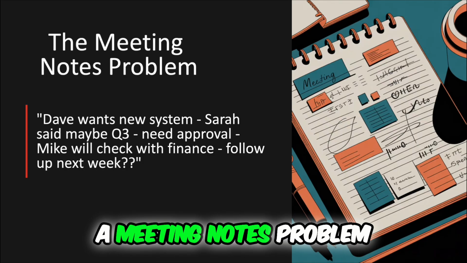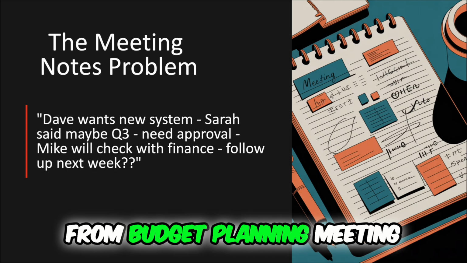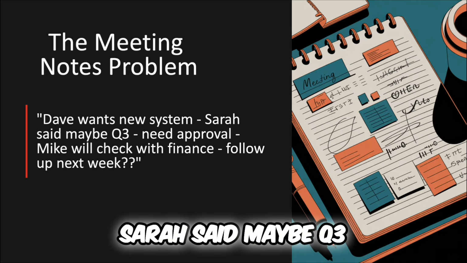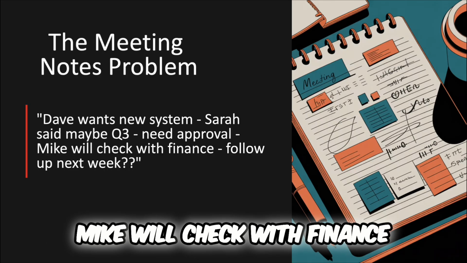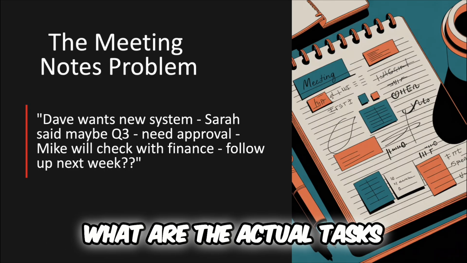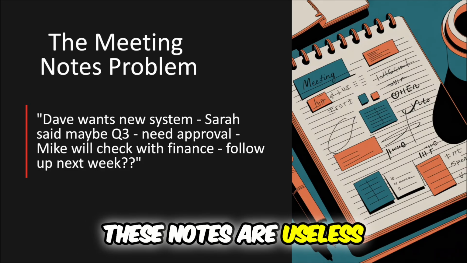Now we have a meeting notes problem. Let's fix them. Look at these notes from budget planning meeting. Dave wants new system. Sarah said maybe Q3, need approval. Mike will check with finance. Follow up next week? Who owns that? What are the actual tasks? When is next week? These notes are useless.